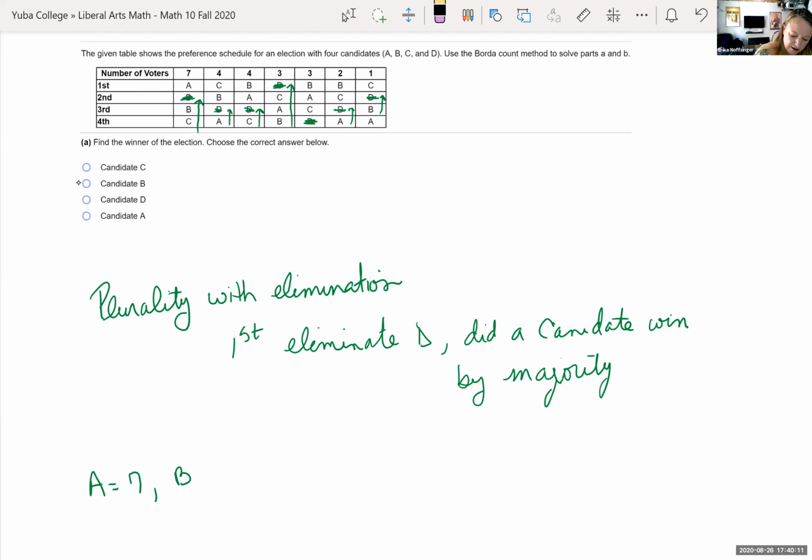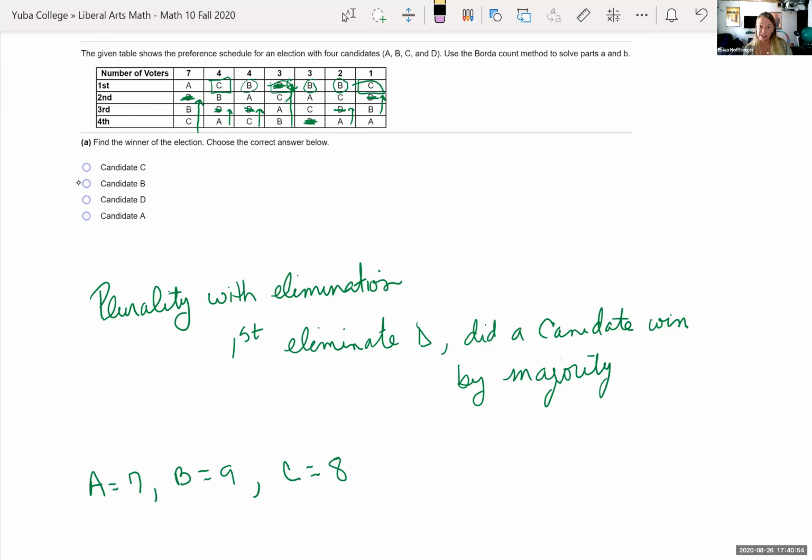B, they have these 4 votes here. C is the one who moved up here. They have 3 votes here and 2 votes here. So 4 plus 3 is 7 plus 2 is 9. And C, they got 4 votes here. They moved up here, so they got 3 votes here. That's 7, and 1 vote here, which is 8.